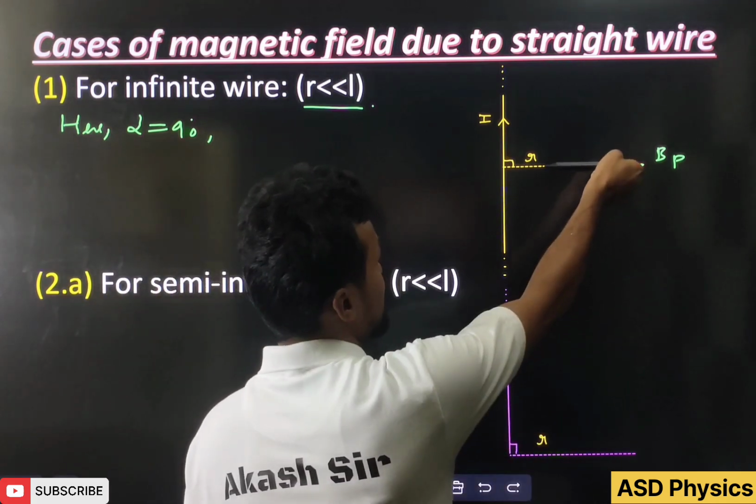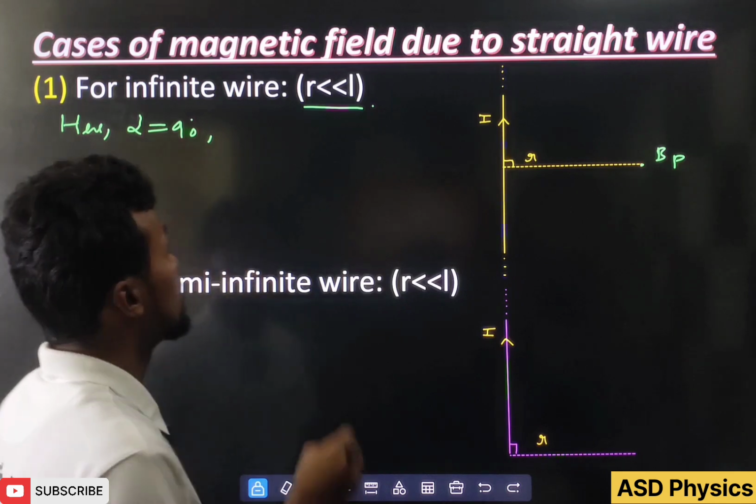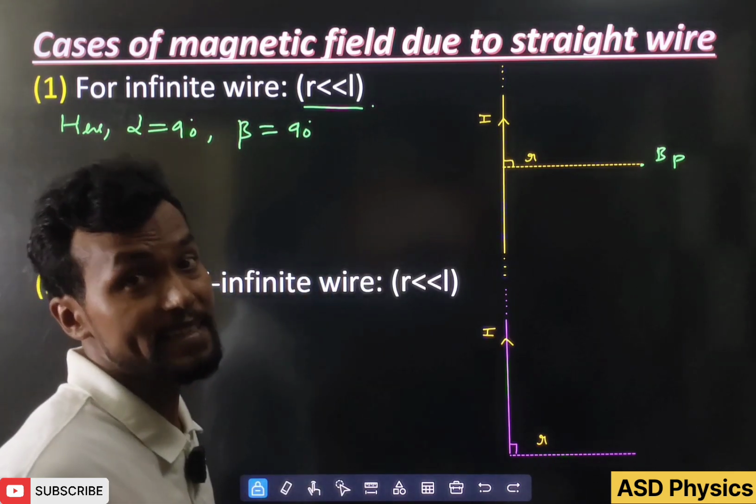Similarly here also, on this side, if we keep on increasing like this, you can see beta also keeps on increasing, and here beta will be how much, students? This beta will also be how much? 90 degrees, is it?